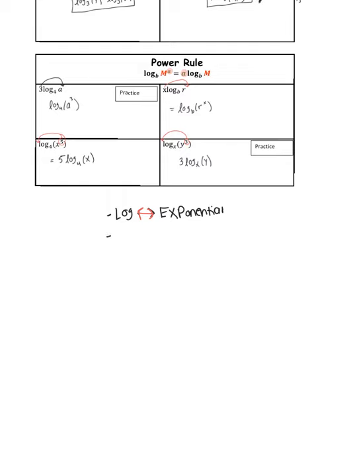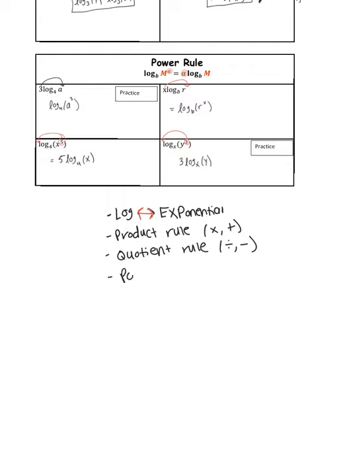Second thing you learned product rule. And that means that if 2 things are being multiplied, that you can break those apart with addition. And if they're being added, you can condense them with multiplication. You learned quotient rule. That means that if 2 things are being divided, you can break them apart with subtraction. Or if 2 things are being subtracted, you can condense them down with division.